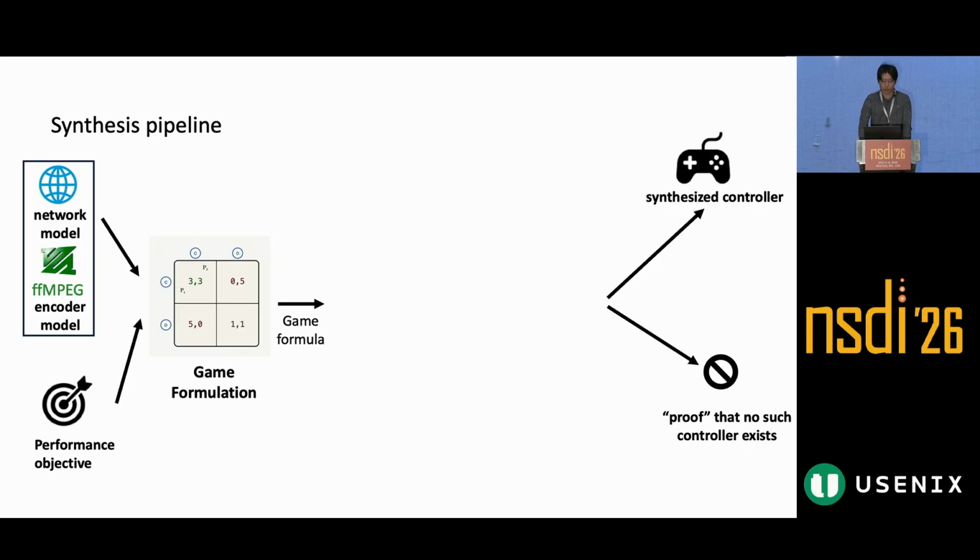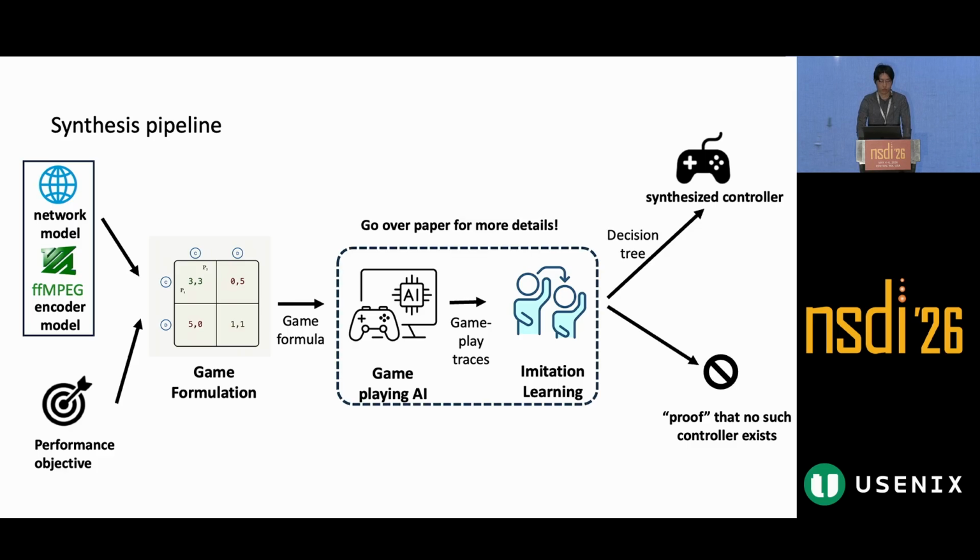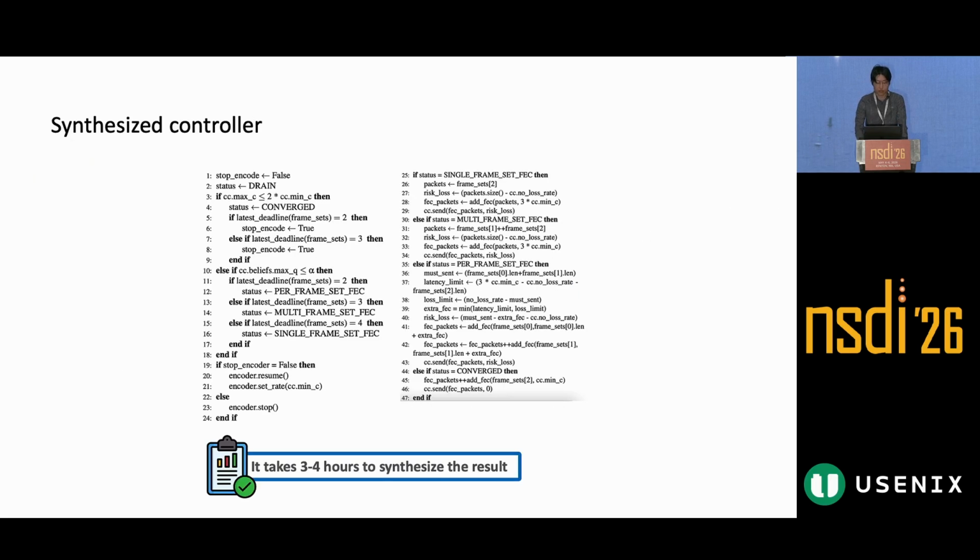Since we cannot run the game solver online, we will just use imitation learning to distill the strategy into a decision tree that can be executed directly at runtime. So for more detail, please go over the paper for them. And synthesis takes about 3 to 4 hours to produce this controller. It is difficult or even impossible for a human to come up with this algorithm. Even after the machine told us the solution and we understood it, we still cannot replicate it on our own.